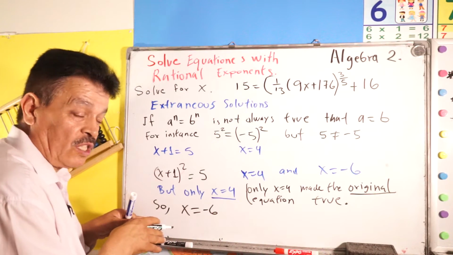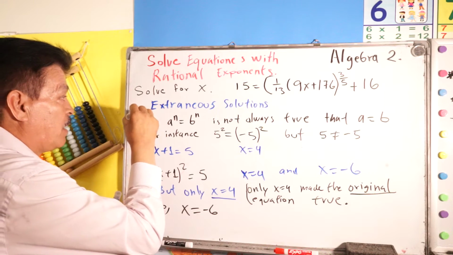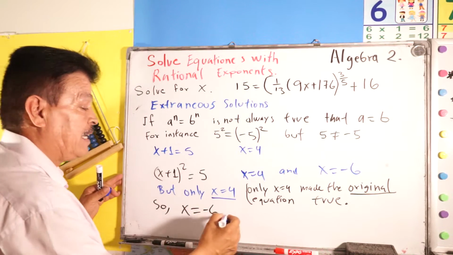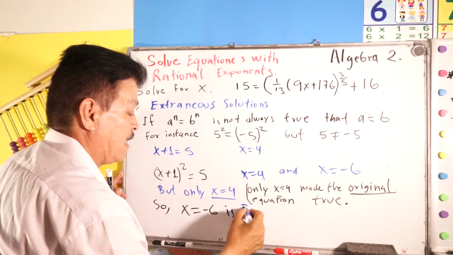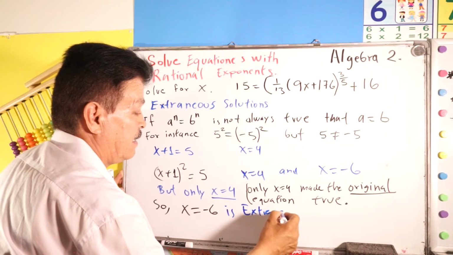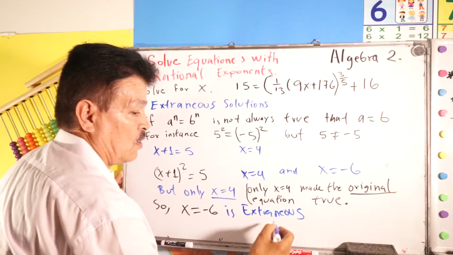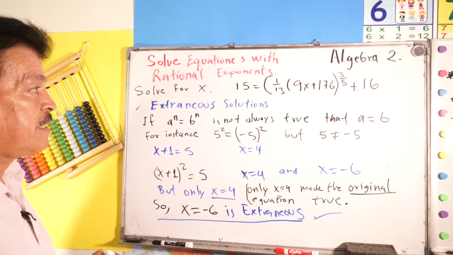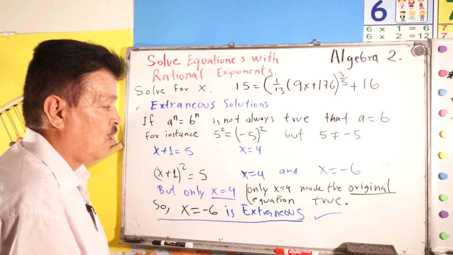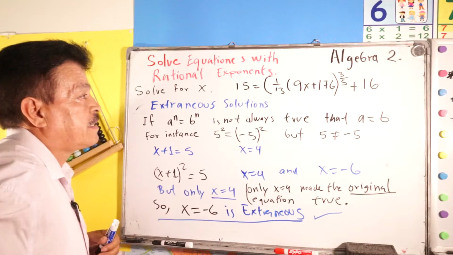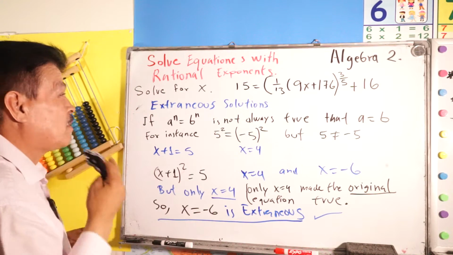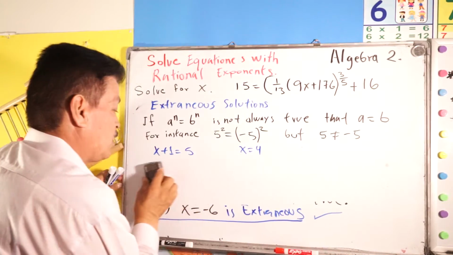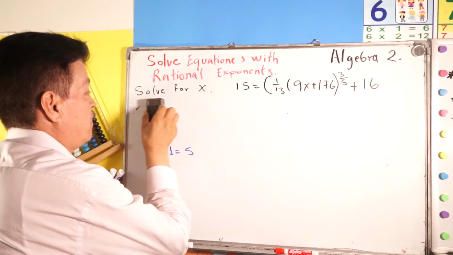So, to explain this concept, x equals negative 6 is extraneous. This is something we have to know when working on solving equations with a rational exponent. Sometimes you will see this problem. All right, let's go and solve our problem for today.